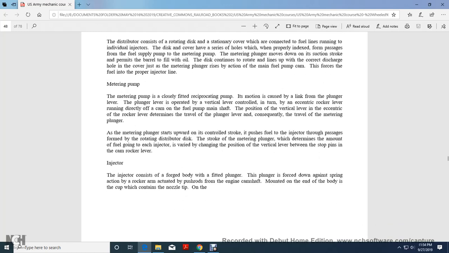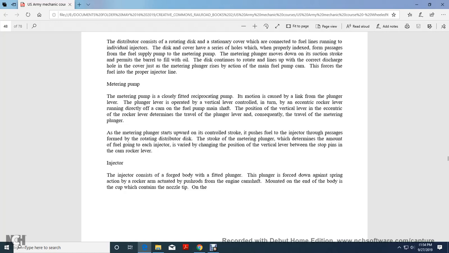Proper injector line. The metering pump is closely fitted with the reciprocating pump motion, with the cover linkage with the plunger lever, operated with the venturi and the vertical lever with the control, in turn with the eccentric rocker lever running directly off of the cam with the fuel pump main shaft, with the position of the vertical lever and eccentric with the rocker arm lever. These determine the travel of the plunger lever, and consequently, the travel of the metering plunger.